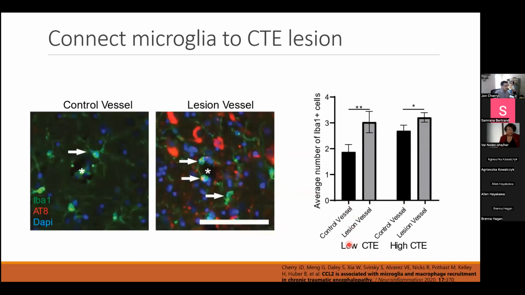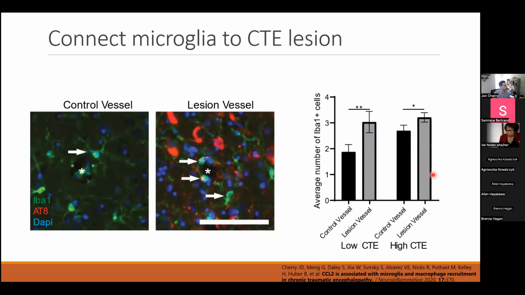So you see that in low and high CTE, when you look around the lesion compared to control vessel, you typically have more microglia around a lesion vessel. So you can say that there is a response of these vessels to either recruiting or causing more microglia to come around them. Whether that's before or after tau forms, we're still not sure yet, but it's a part of the cascade now.